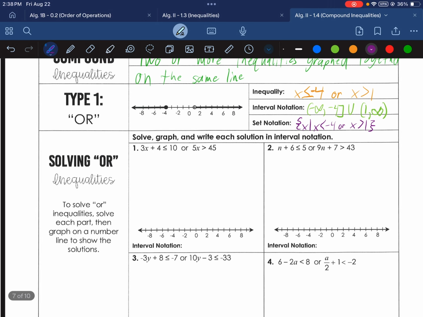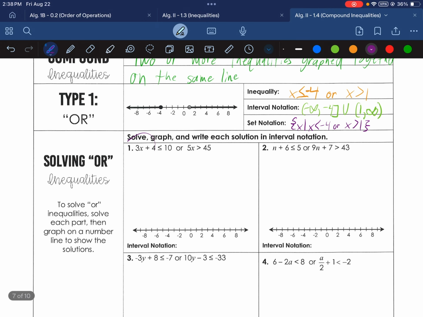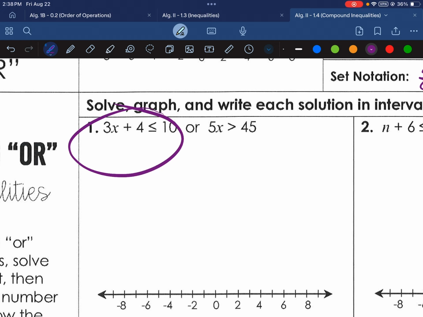So to solve these, when there are actual problems like we see here on number 1 and so on through number 6, we have to solve each part individually, then we graph it on a number line to show the solutions. On number 1, we're going to treat these as two separate problems. The first problem, we'll start with this. We subtract 4 on each side to get 3x is less than or equal to 6. We divide 3 on each side to end up getting x is less than or equal to 2.